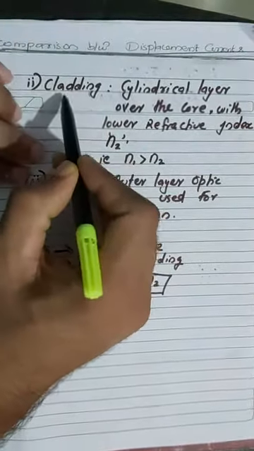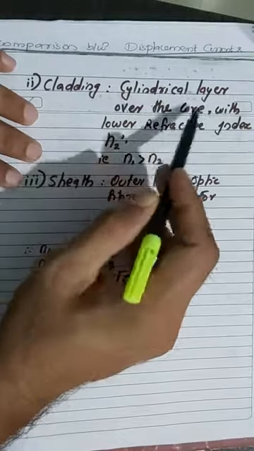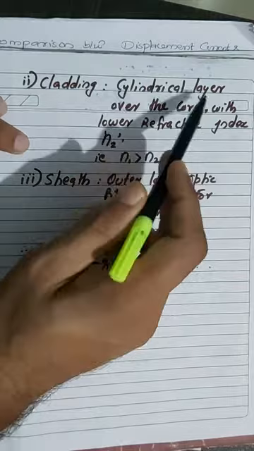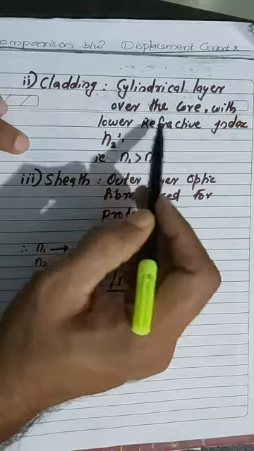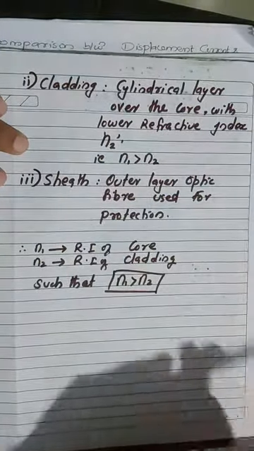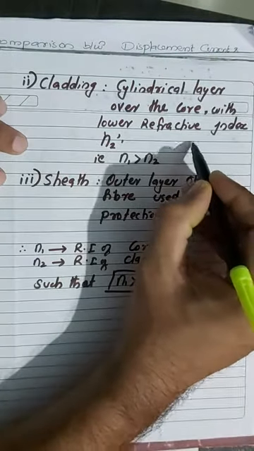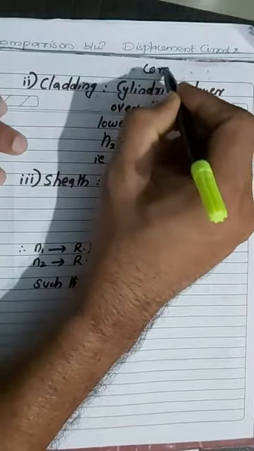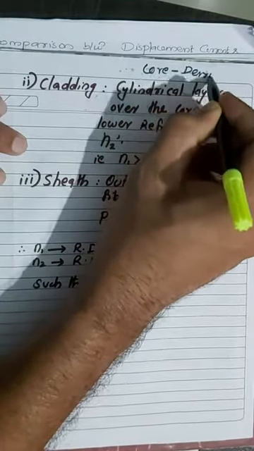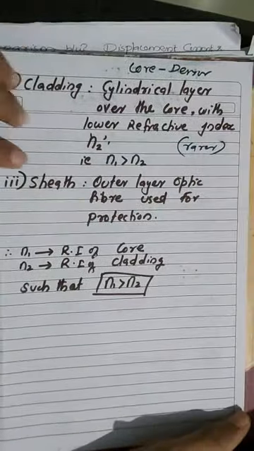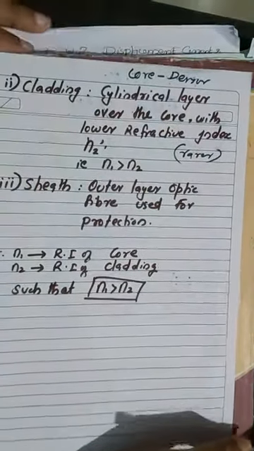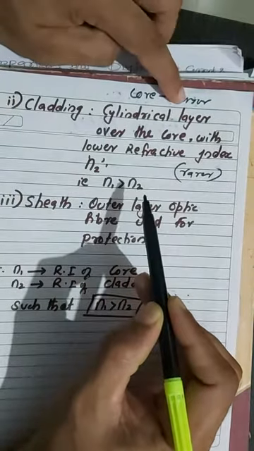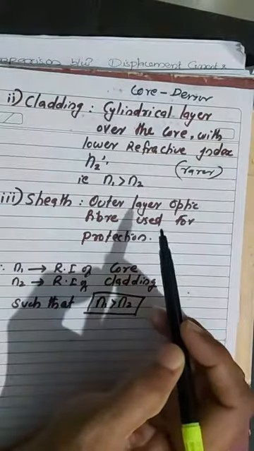Then the cladding: the cylindrical layer over the core with the lower refractive index N2. So cladding is a rarer medium, and the core is a denser medium, such that N1 is greater than N2. The refractive index of the core will always be greater than that of the cladding. That is, the core is always the denser medium and the cladding is always the rarer medium.